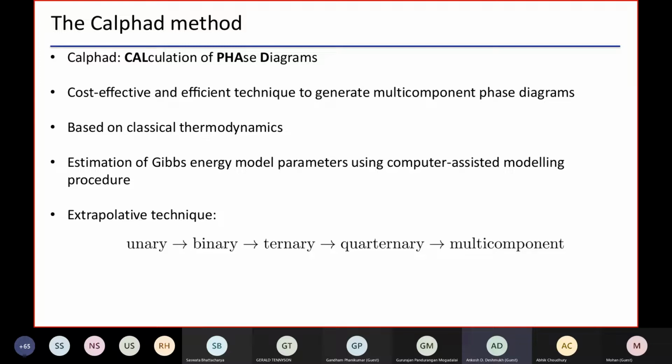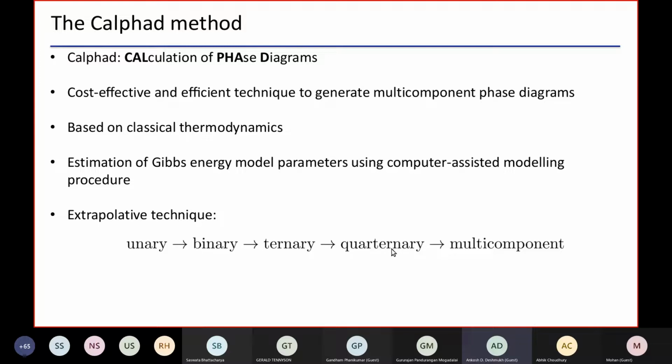There is no new phase formation, and if there is a new phase formation, you have to account for this phase, and you have to do everything from scratch, from unary, binary, ternary again. So the idea of the CALPHAD we can use. So the databases are available. So where are the systems?